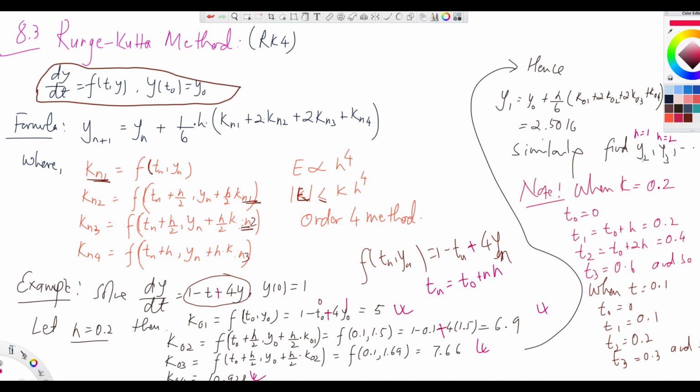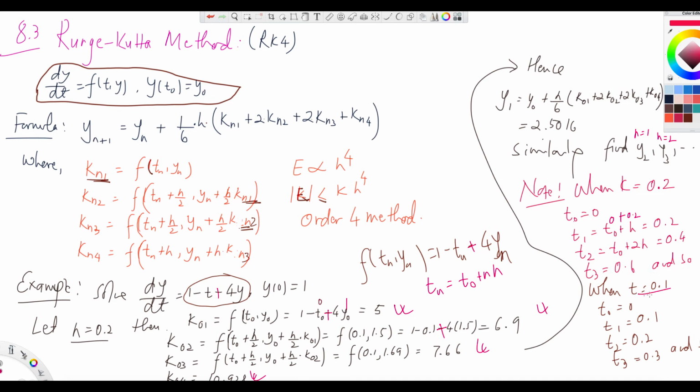So I will show you the table for all those values of y1, y2, y3 for different values of h. h equals 0.2, h equals 0.1, h equals 0.5. I will show you all those values in the table. Now let us see this node. What does it say? Whenever h equals 0.2, t0 will be 0, right? T1 will be t0 plus h. That will be 0 plus 0.2, which is 0.2. T2 will be 0 plus 2 times 0.2, which is 0.4, and t3 will be 0.6, and so on.